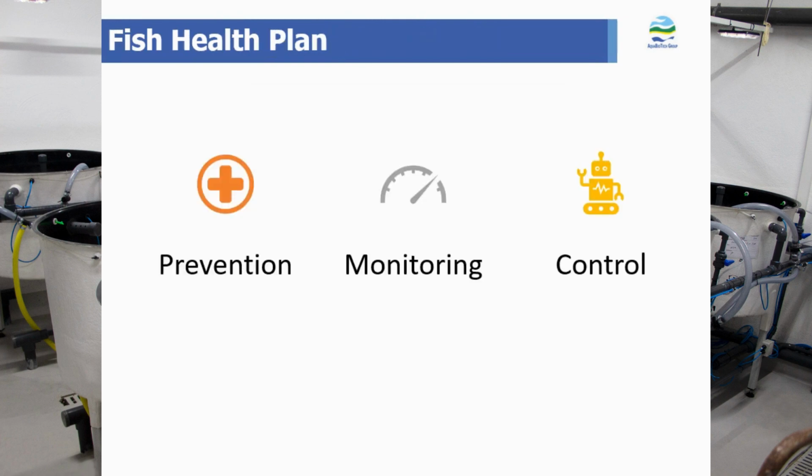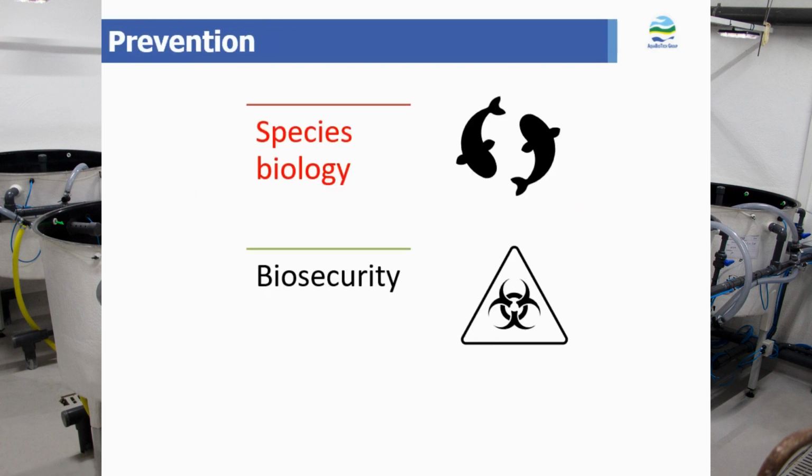What should a fish health specialist or a fish health veterinarian be taking care of? These are the 3 bases of a fish health plan. The most important being prevention and monitoring. We never want to get to the point of controlling a disease. Prevention means planning for long term.